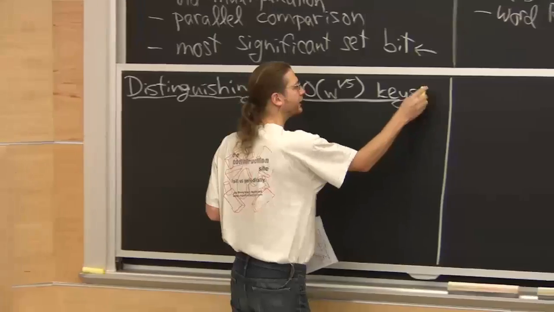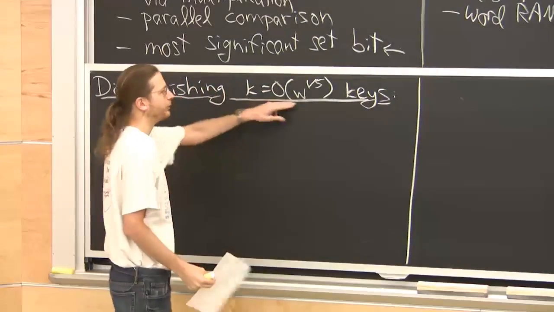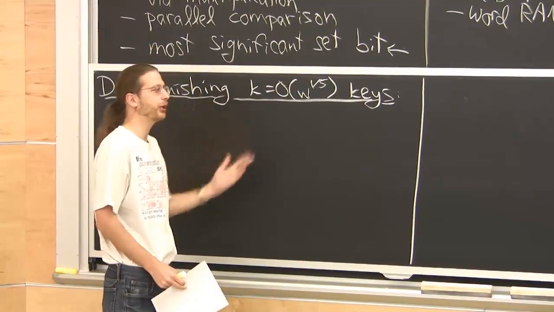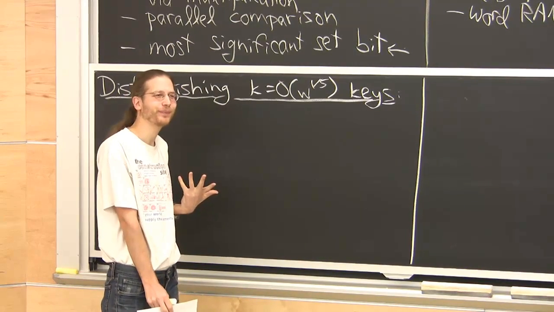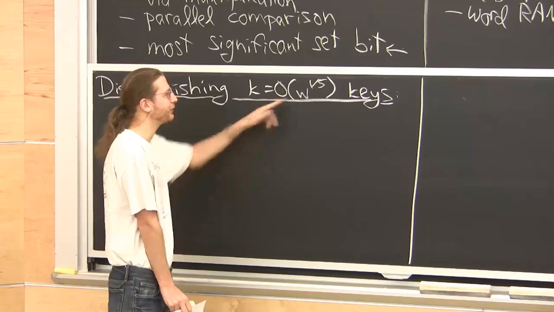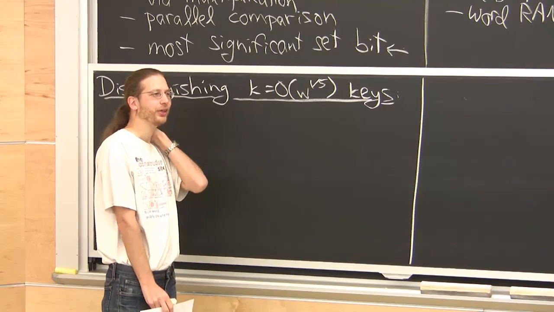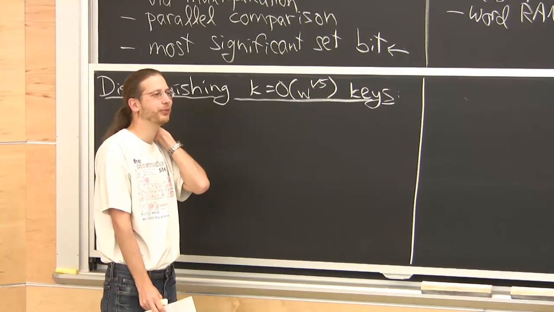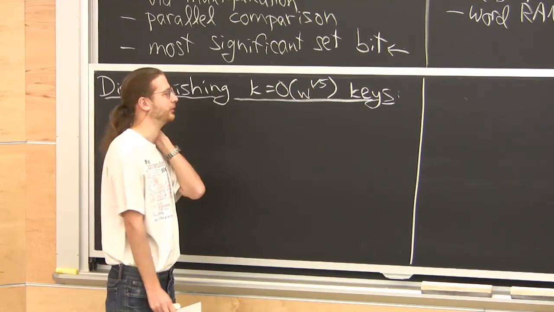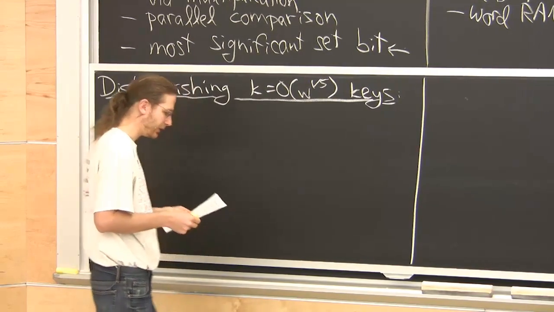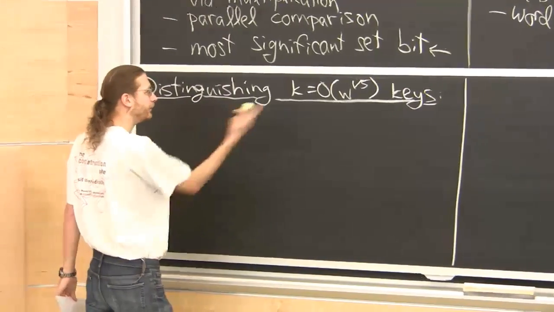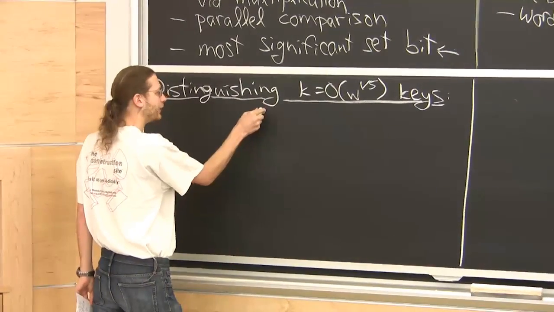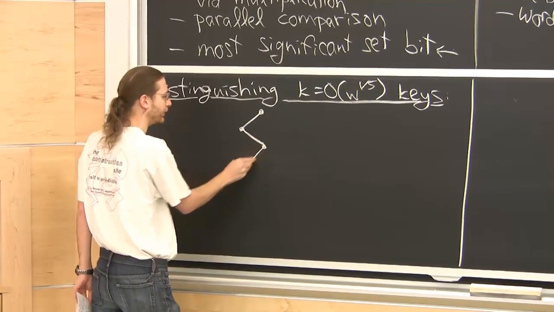Okay, high-level idea is, well, we've got w to the 1/5 keys. Each of them is w bits. Do you really need all w bits for each of them? It seems a little excessive. If there's only w to the 1/5 keys, you should only need about w to the 1/5 bits of each to distinguish them all. So that's the intuition. And indeed, you can formalize that intuition by viewing each of the keys as a path in a binary tree.